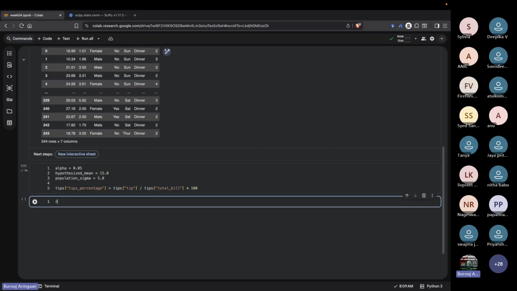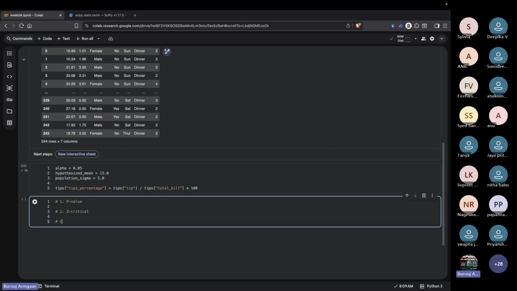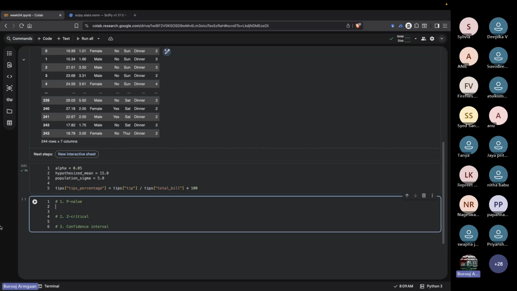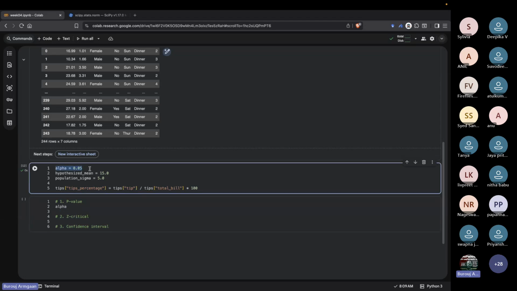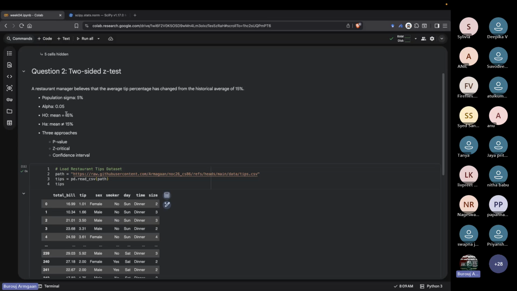Now we have to go for three approaches. We have a p-value approach, a z-critical approach, and a confidence interval approach. Okay, so let us do this again. For the p-value, what do we essentially want to compute? We already know that our alpha is 0.05. This alpha is essentially a probability. That is, with this much probability, the chances are that even though your tip percentage is 15%, you still might get a very weird outcome.